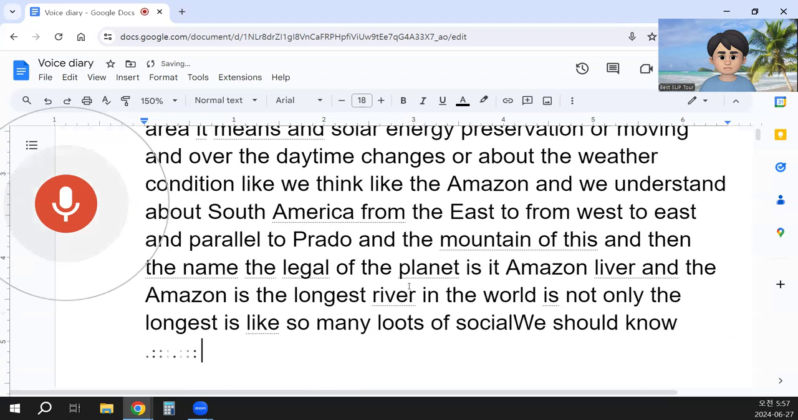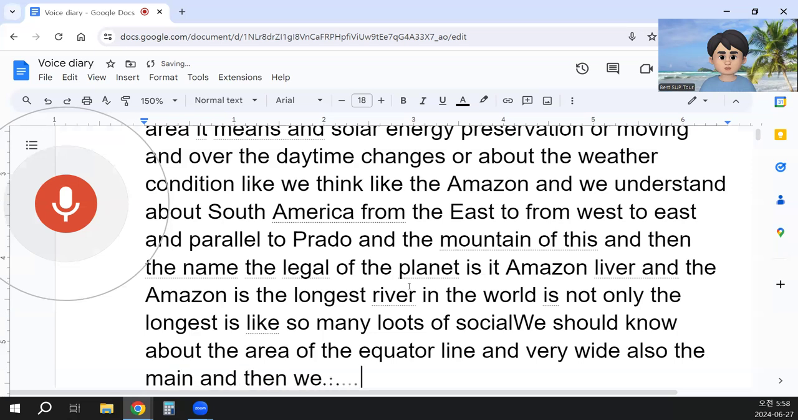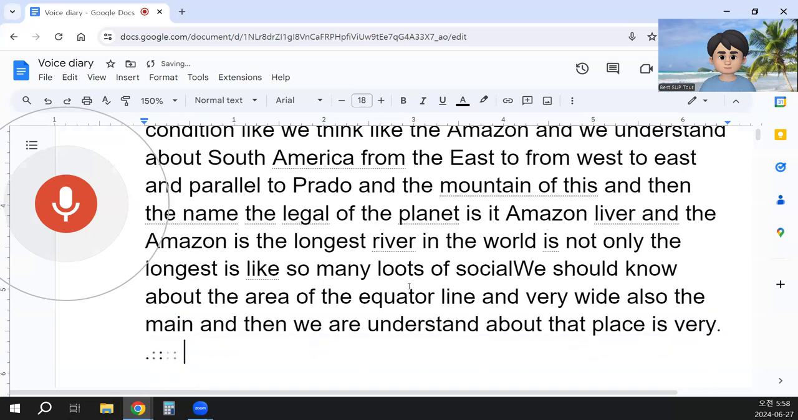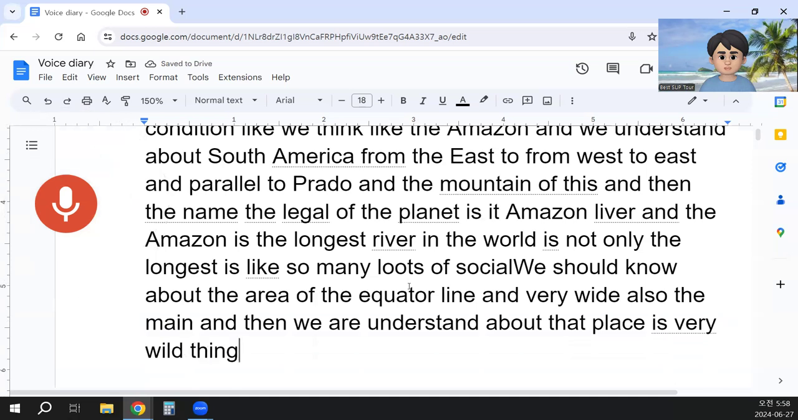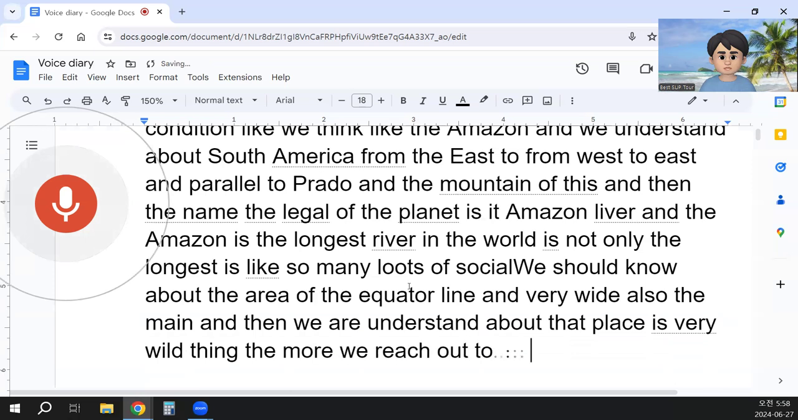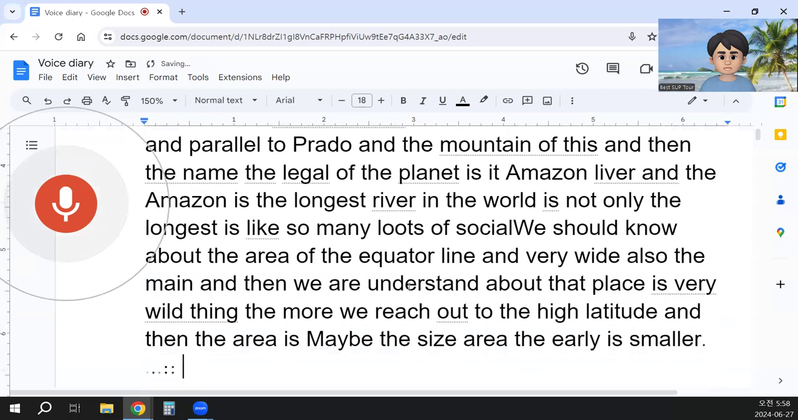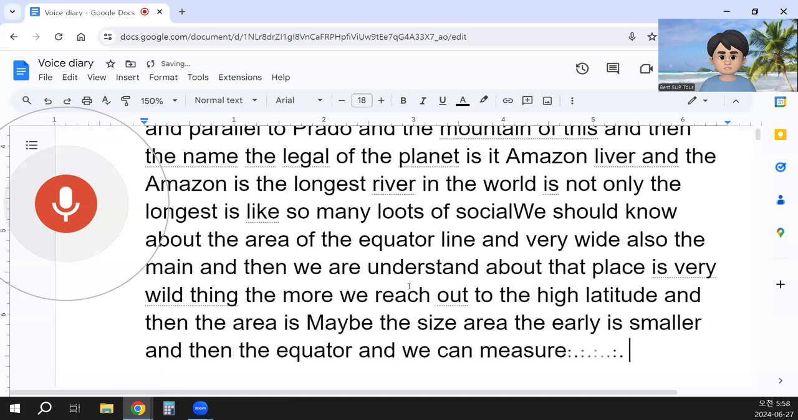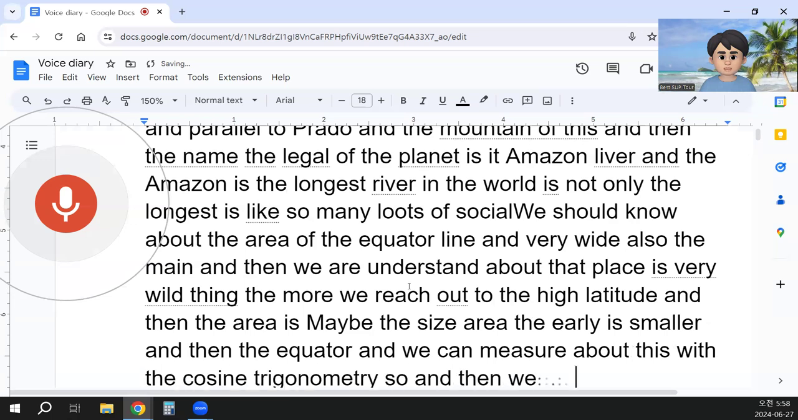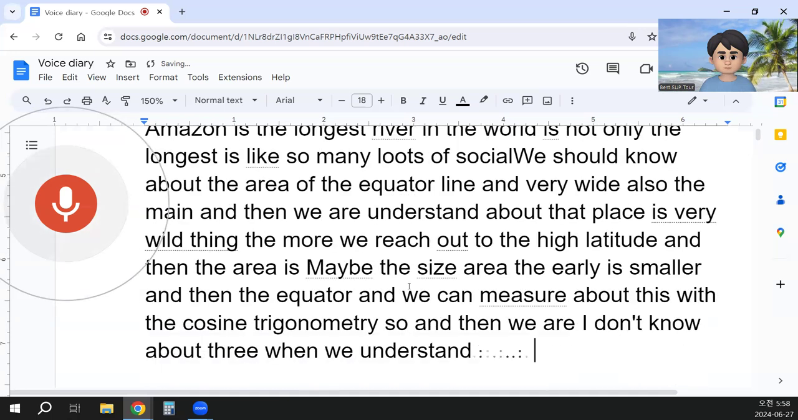We should know that the area along the equator line is very wide, and we understand that place is very wide. The more we go up to high latitude, the smaller the area is than at the equator. We can measure this with the cosine, using trigonometry. So we learn trigonometry when we understand the planet.